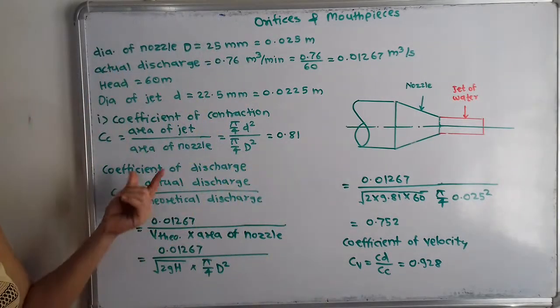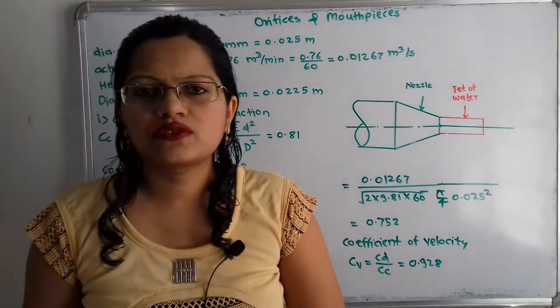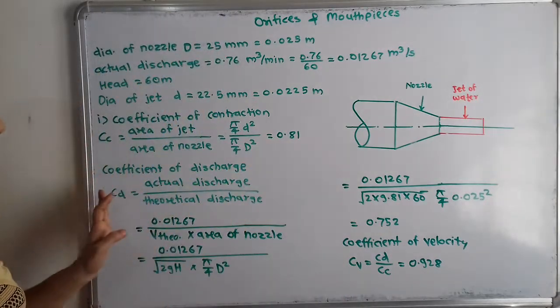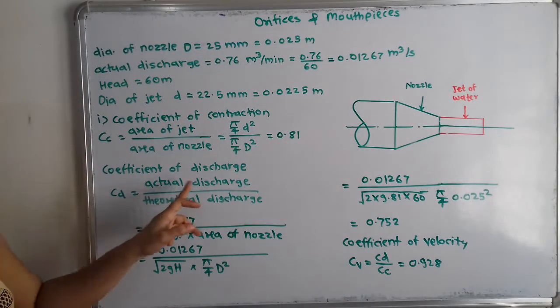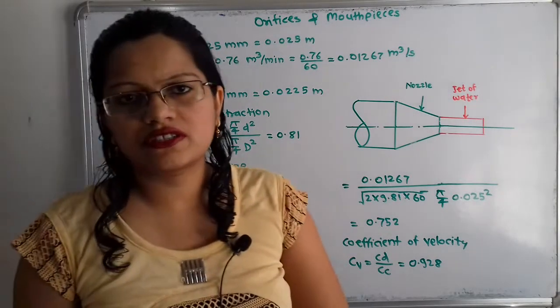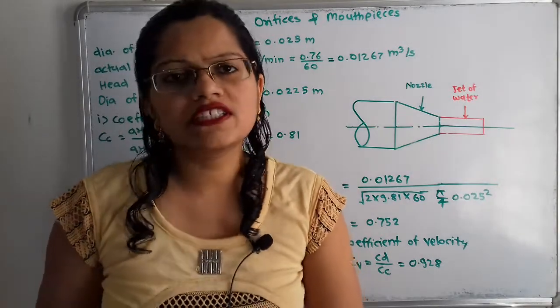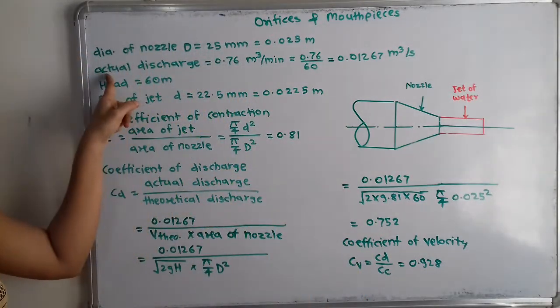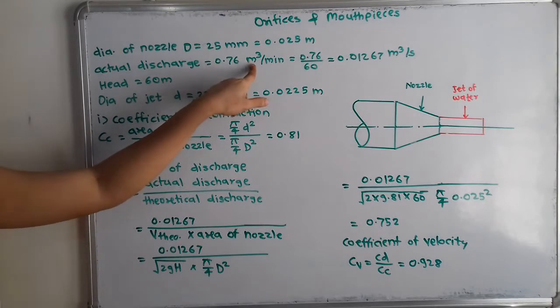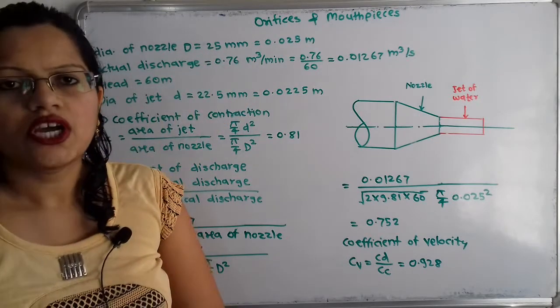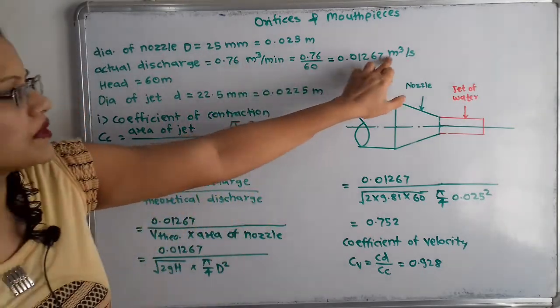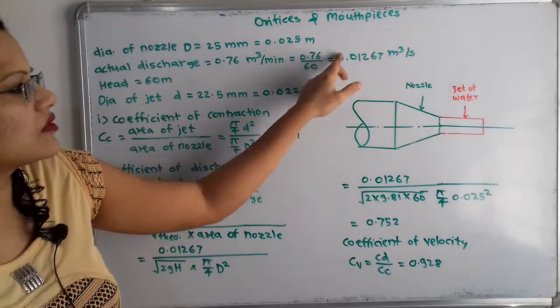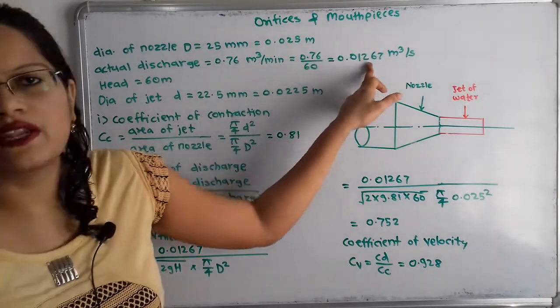Now we will move on to the coefficient of discharge. How to write it? Coefficient of discharge Cd is equal to actual discharge by theoretical discharge. Here the actual discharge is given, that the nozzle discharges 0.76 meter cube per minute. The standard unit is meter cube per second, so we have to consider this value.